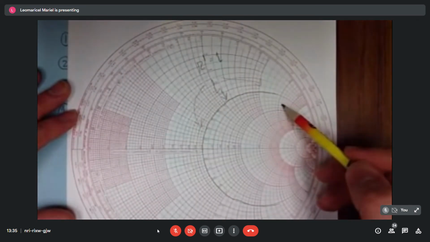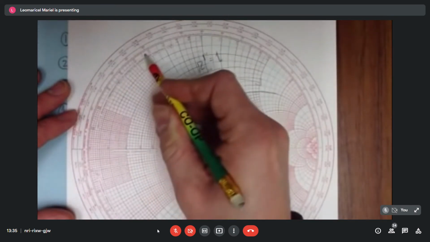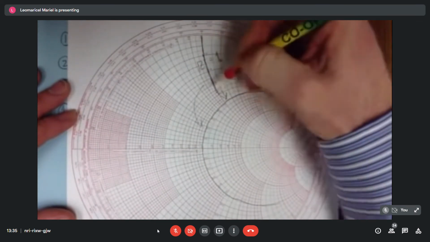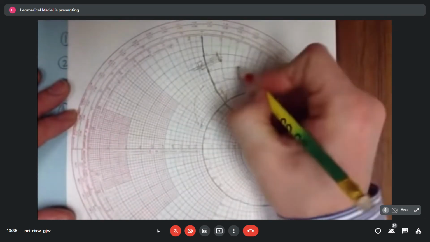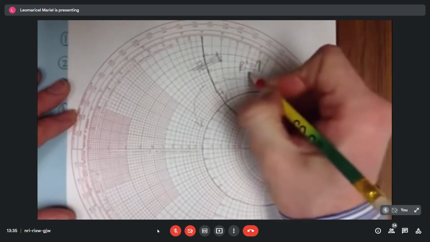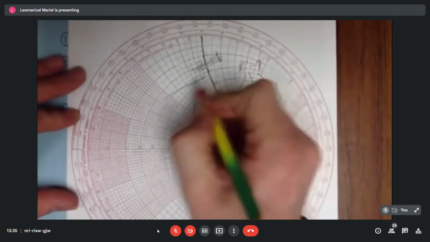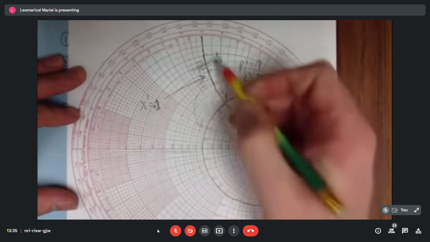If it was minus JX, it would be the bottom half. So I go along here, there's 0.1, 0.2, 0.3, 0.4, and I see 1. So everywhere along this semicircle is 1. Normalized R equals 1 is everywhere on this circle, and normalized X equals 1 is everywhere on this semicircle.